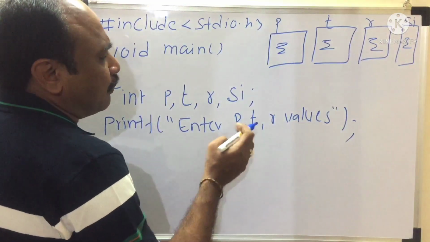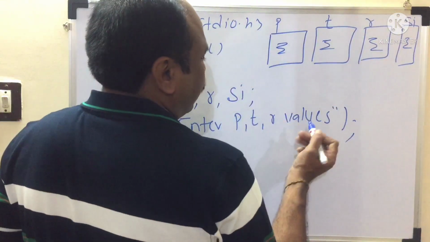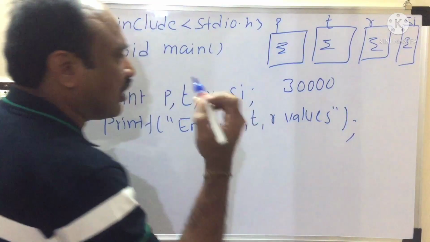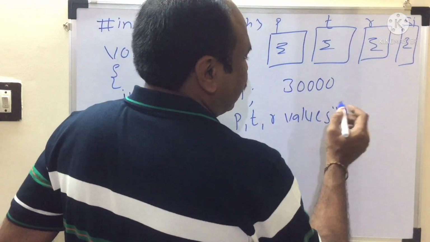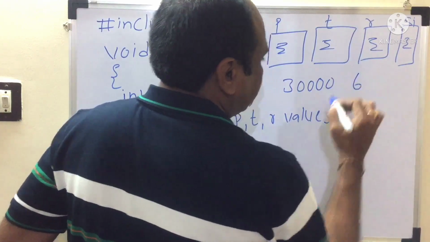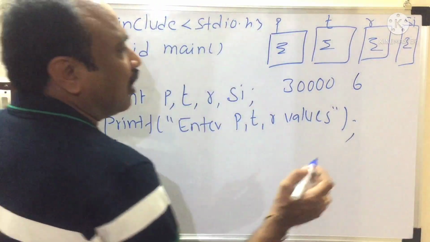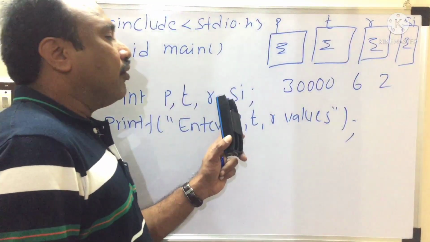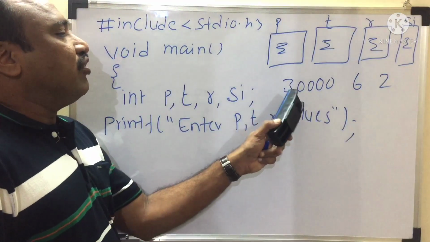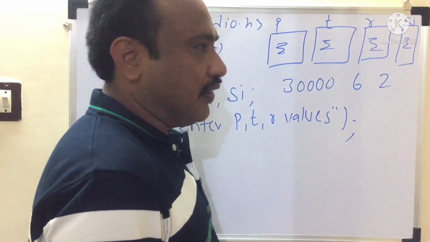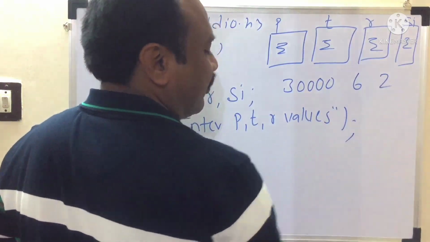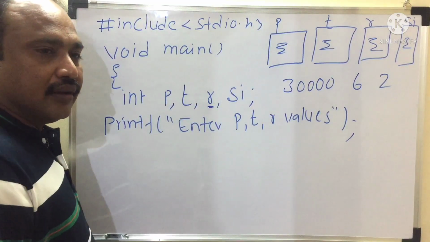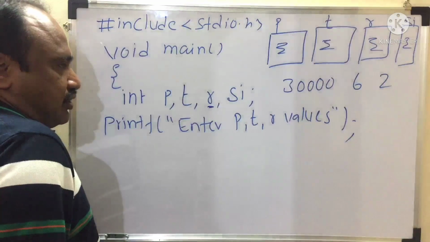It will ask me to enter PTR values. I am entering the P value, principal value, 30,000. That means 30,000 is the actual amount. We borrowed 30,000 for a time period of 6 months, T is time, and the rate of interest is 2. Some of you will raise a doubt, sir. Someone may borrow this 30,000 at a rate of interest of 2.5. Then can I provide this value as 2.5? No, because I declared R as an integer. It will accept only integer values.